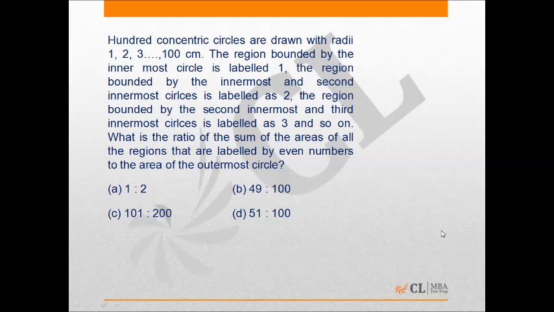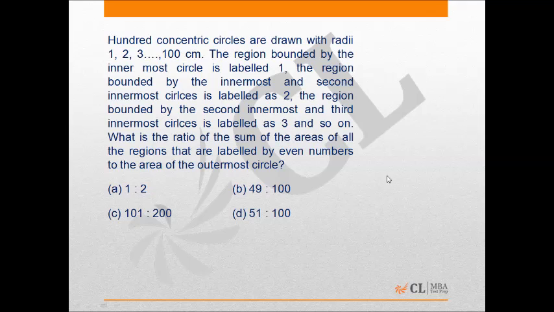Now in this question, 100 concentric circles are drawn with radius 1, 2, 3 up to 100, and the region bounded by the innermost circle is labeled as 1, and the region bounded by the innermost circle and the second innermost circle is labeled as 2.